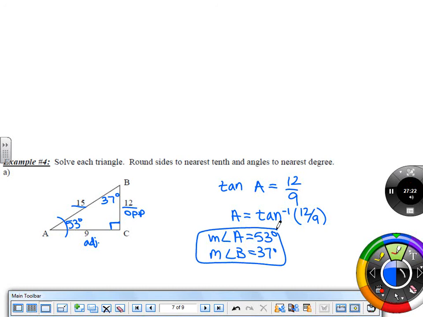And do they make sense? Okay? Is the hypotenuse the longest side, and is the smallest angle across from the smallest side? All that should make sense at the end.